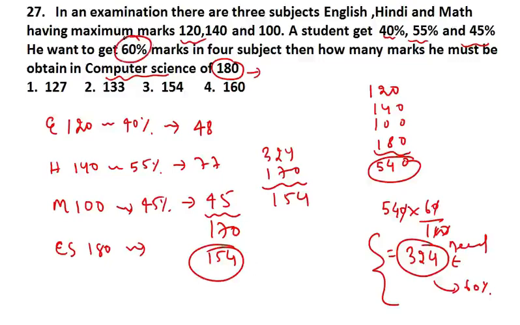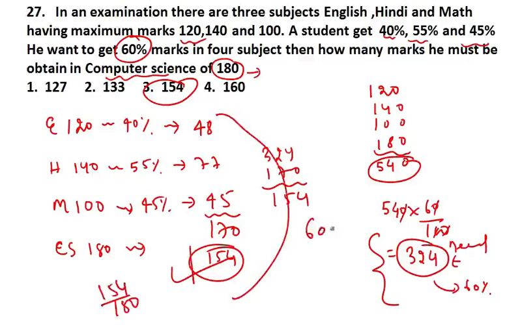I hope this point is clear. Here it is given in real numbers, so you have to make your answer in real numbers. So if he scores 154, then he is going to get 60%. Fine. So can we move ahead? Very simple. Okay, move ahead.